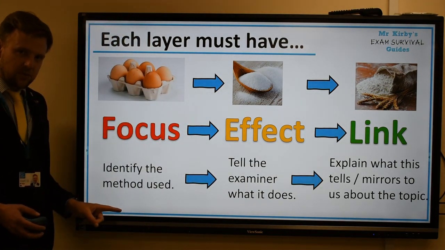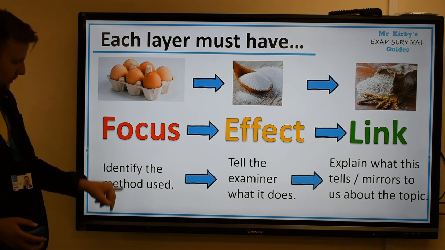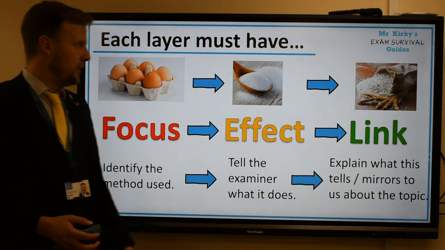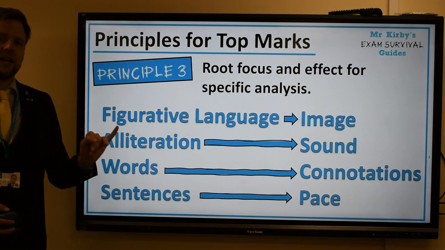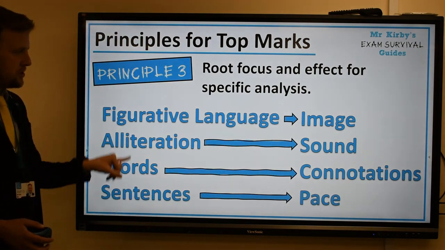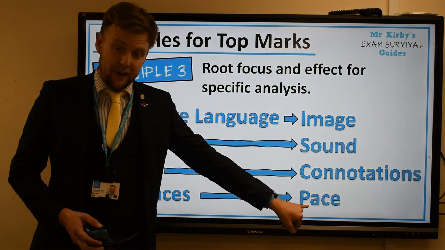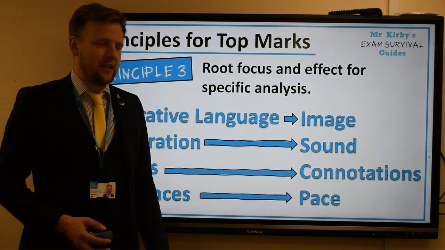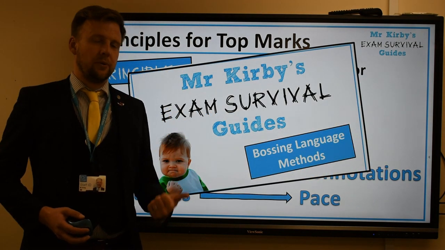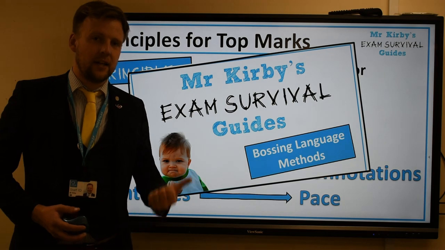There's 3 buzzwords for effective analysis. We focus on a method, what is the effect of it, and then link it back to the topic. Finally, the same groups of methods that we've already talked about in Paper 1, the same groups of methods that you've got on lockdown and the effects of them, they are just as relevant here. And as I say, if you don't know those, go and make sure you do, because it is infinitely easier when you do.